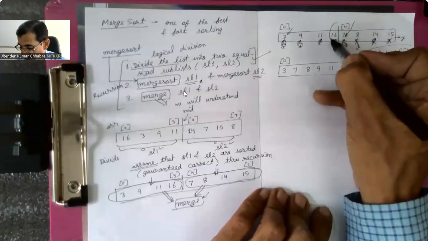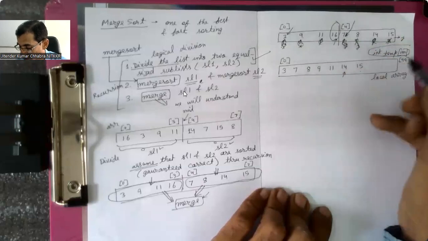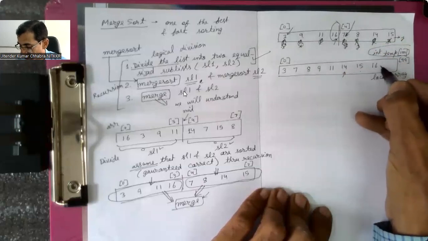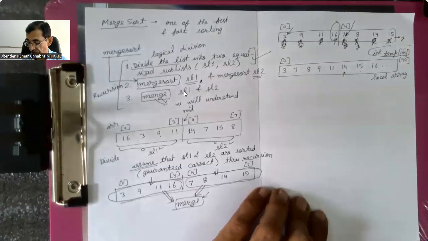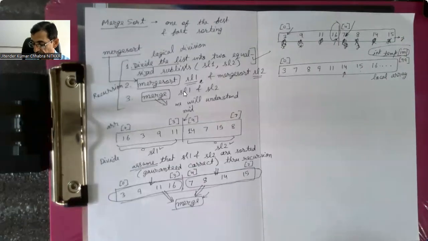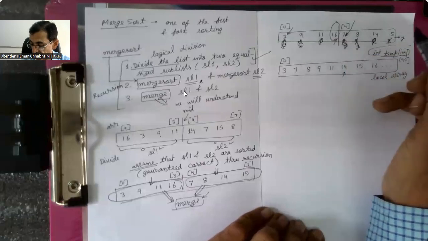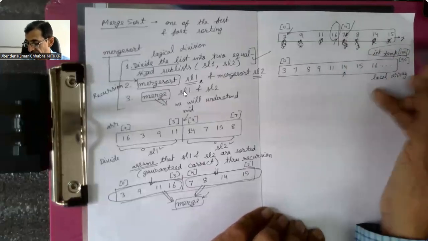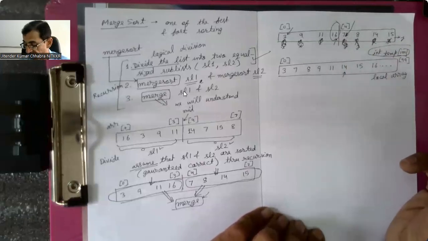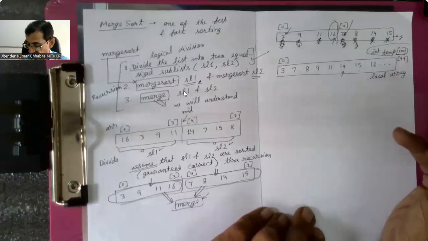It will mean whatever remaining elements are in the first sublist will be copied as they are. If there were more elements remaining, they will be copied. Similarly, if the second sublist had certain elements and the first sublist got empty, then the remaining elements of the second sublist will be copied as they are.